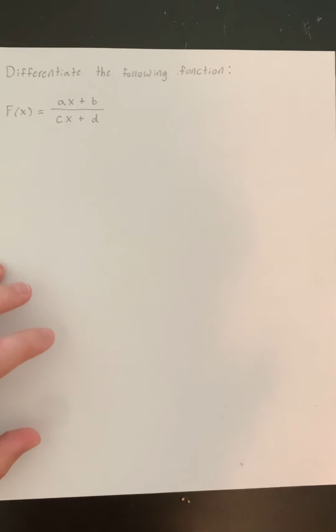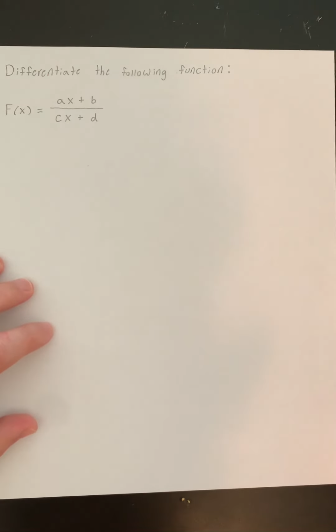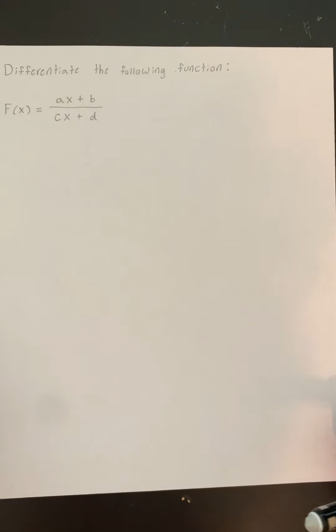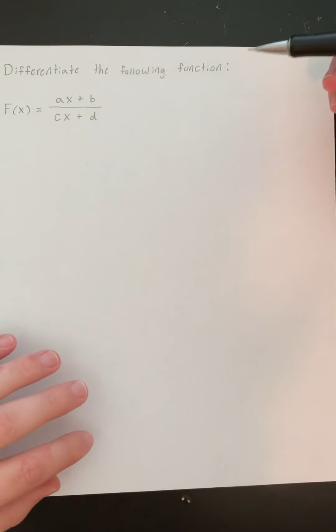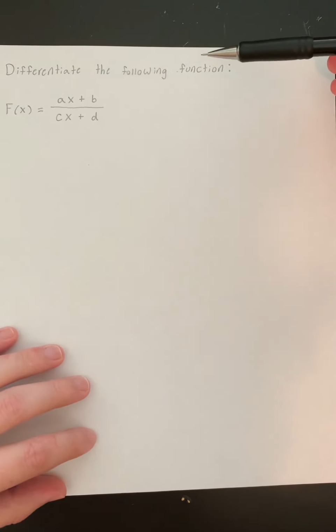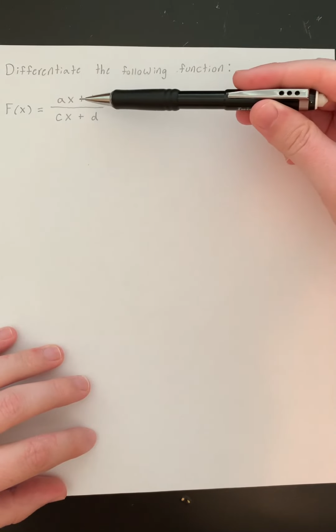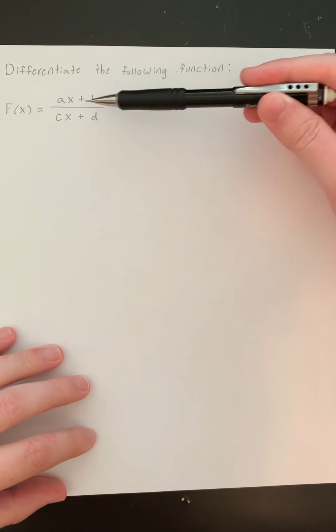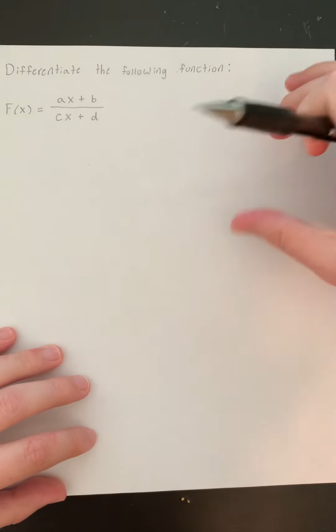Hello, everybody. I got a question this week about this specific problem from the homework, and I thought I'd make a video going over exactly how we can solve it. The question asks us to differentiate the following function, which is f of x equals ax plus b, all over cx plus d.